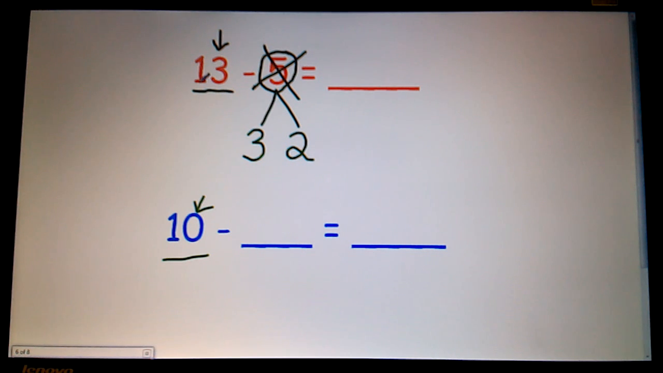Let's go back and look. 13 take away 3 is going to give me 10. Because I changed it into a 10 and I've used those numbers, I can cross those 2 out. The only number I'm left with is 2. 10 take away 2, or 2 plus what number is going to give me 10? I know my partner to 10, so I know that that is 8.